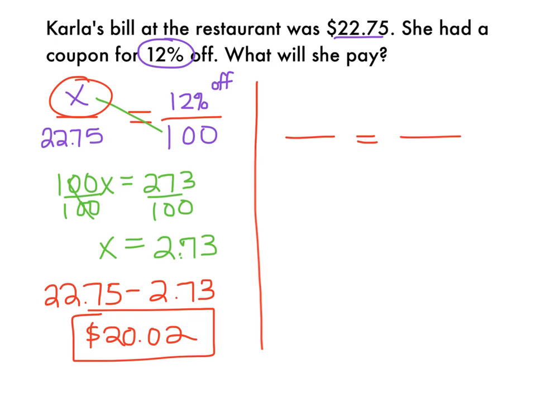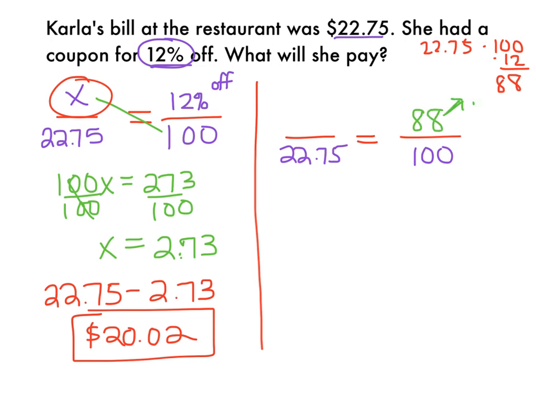Okay, now I'm going to set it up one other way that you can use. So again, my bill was $22.75. That was 100% of the bill. And if she's saving 12%, let's go ahead and think. So $22.75, that's 100% of the bill. She's saving 12%. So if I do 100 minus 12, she's actually paying 88% of the full price. So I'm going to put 88%. That's what she's paying. That's the percent she's paying. So if I put X over here, that's the amount she'll pay.